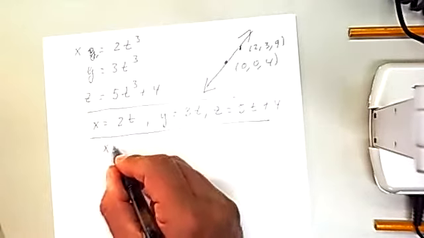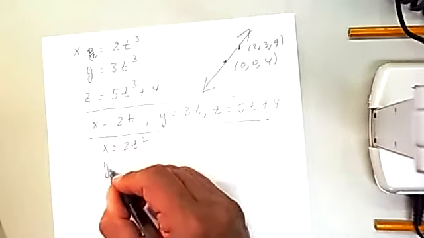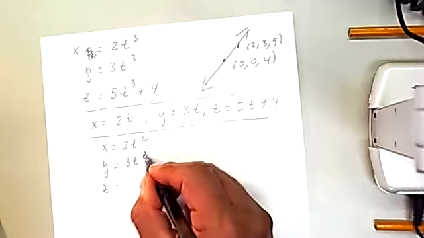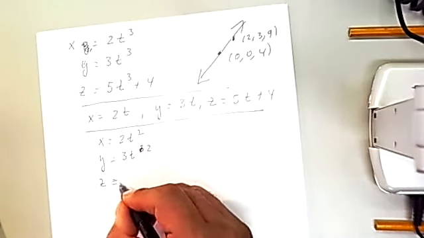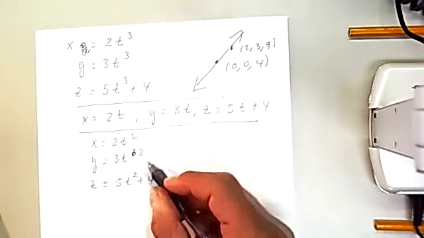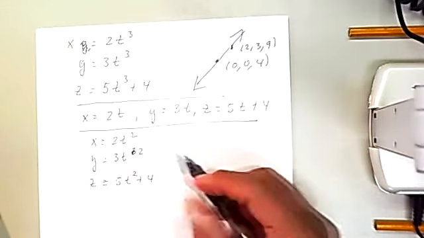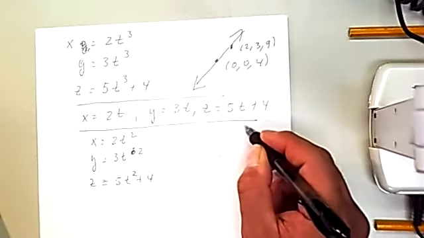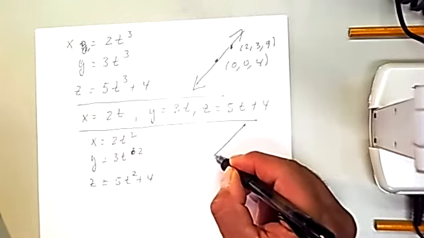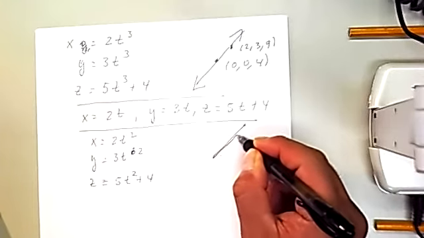One more example, say x equals 2t squared, y equals 3t squared, and z equals 5t squared plus 4. All right, a quadratic does not go into negative numbers, and consequently, this line will come from far away, get to 0, 0, 4, turn around 180 degrees, and go back into the same path.